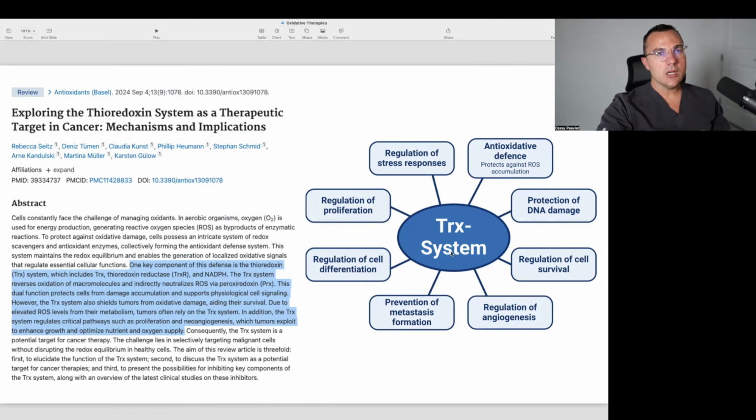And what we see here is that the TRX system, you would imagine, only has to do with the antioxidant defense, or maybe the protection of the DNA through antioxidant defense. But it is responsible for a lot of other things by allowing these cancer cells to tolerate higher levels of reactive oxygen species. And some of those higher levels of reactive oxygen species is what leads to a lot of these issues here, through the hypoxia-inducible factors and so on and so forth.